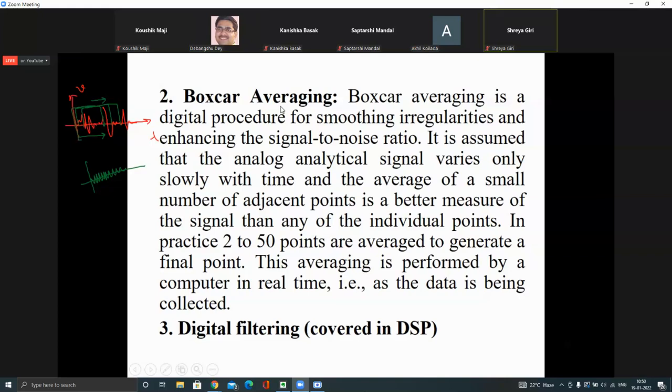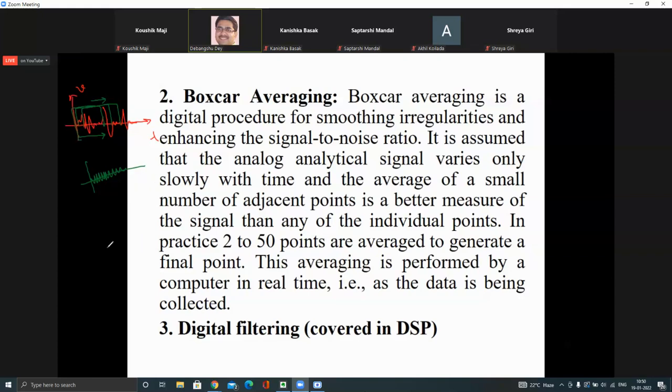We have done a lab on it. Like we were told to do that boxcar average. Yes. In which lab? Control. I don't remember, but they were told to take some random samples like a signal and take a boxcar average. Yes, this is what boxcar averaging means.